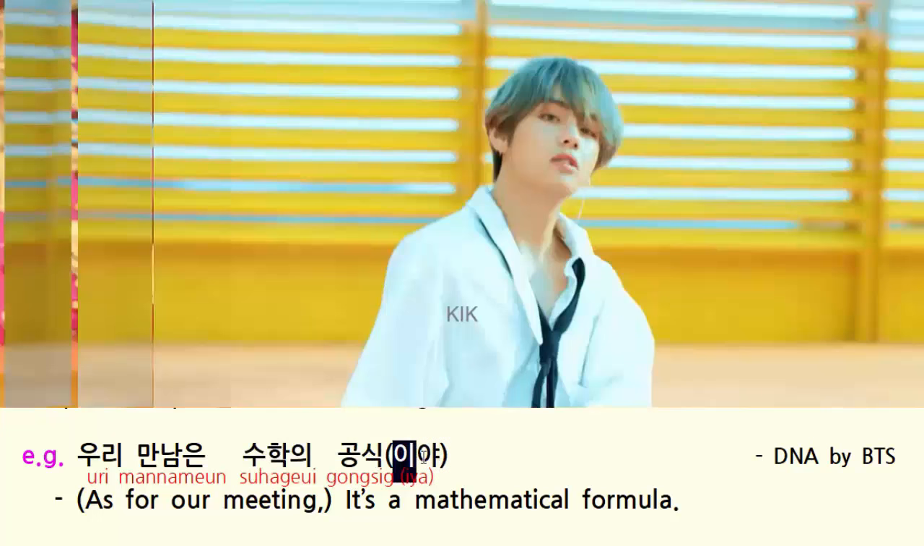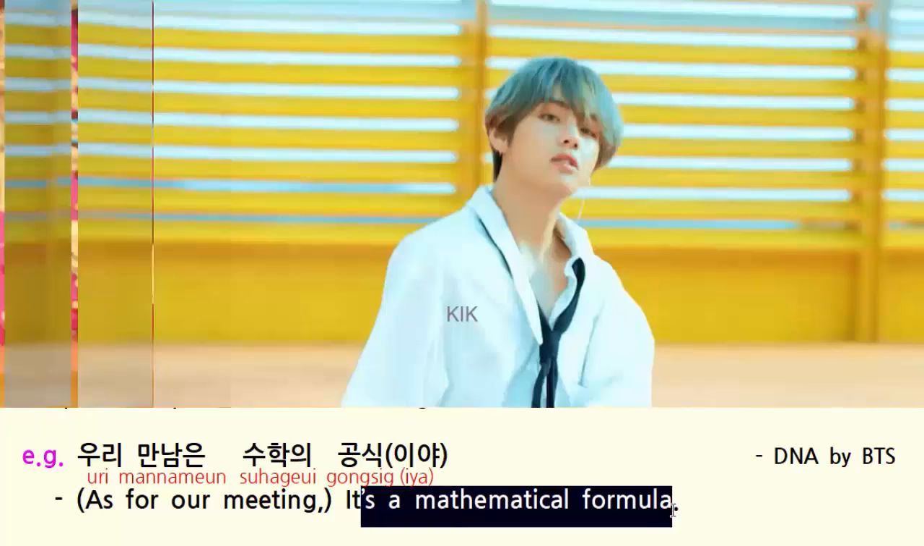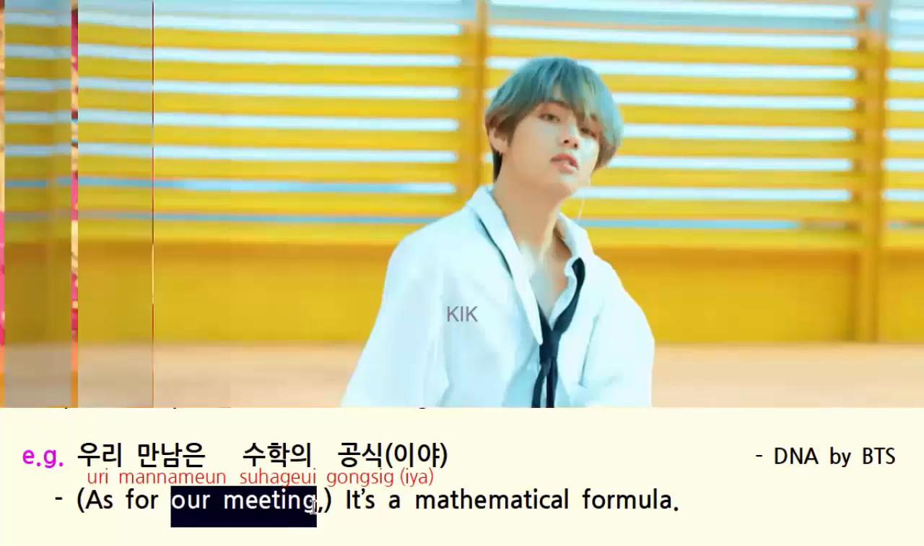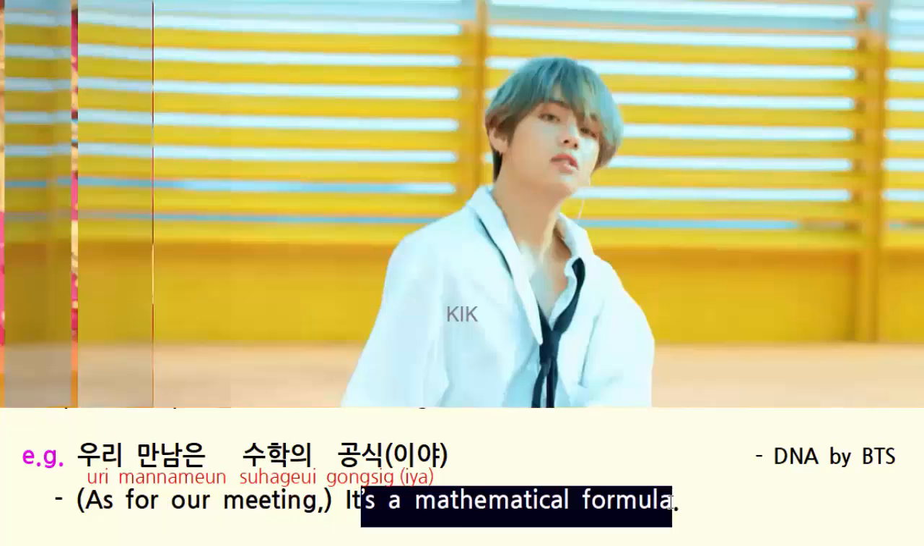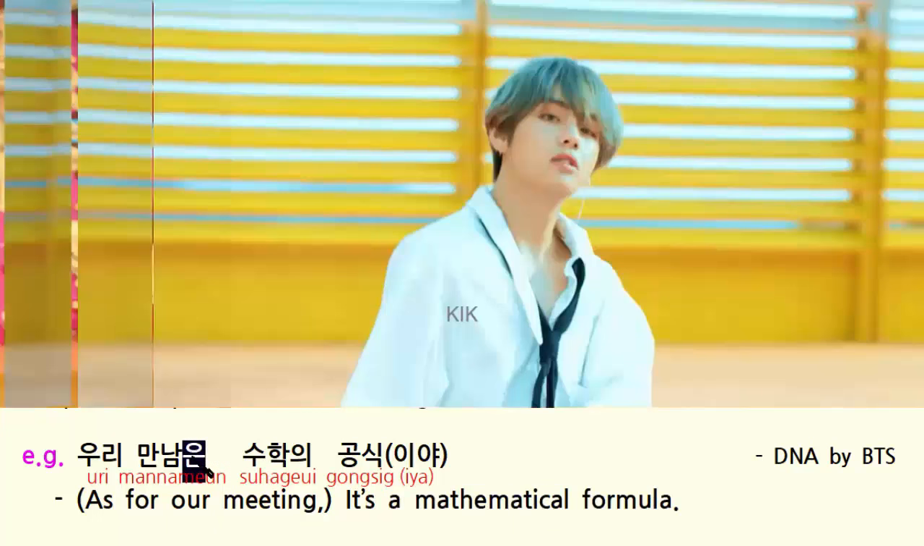And also 이다 is omitted here, which means the be verb, is. In English, normally a verb comes after the subject like here. But in Korean, we normally put a verb at the end of the sentence. That's a big difference between English and Korean. So this sentence means, our meeting is a mathematical formula. Of course, our meeting here is the one between BTS and ARMY. So what this sentence means is that BTS and ARMY are made for each other. So in these lyrics, this marker 은 functions as a topic marker.